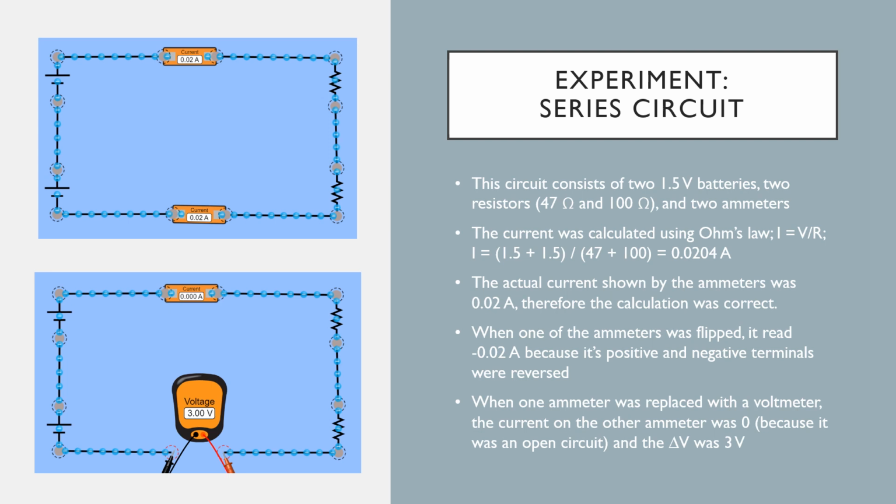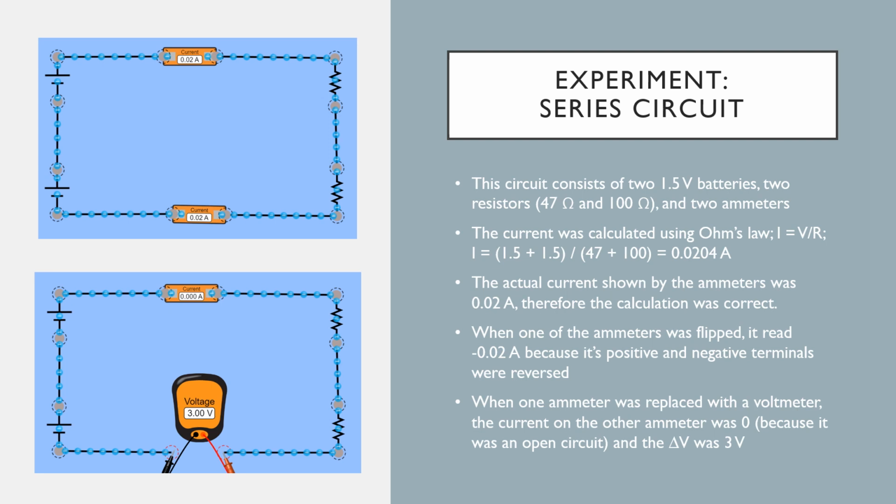In the first part of the experiment, we made the circuit consisting of 2 1.5 volt batteries, 2 resistors, one 47 ohms and one 100 ohms, and 2 ammeters. The current was calculated using Ohm's law, combining the voltages of the batteries and dividing that by the sum of the resistors since they are in series, which gave us 0.0204 amps. The ammeter in the top picture shows 0.02 amps, so our calculation was correct.